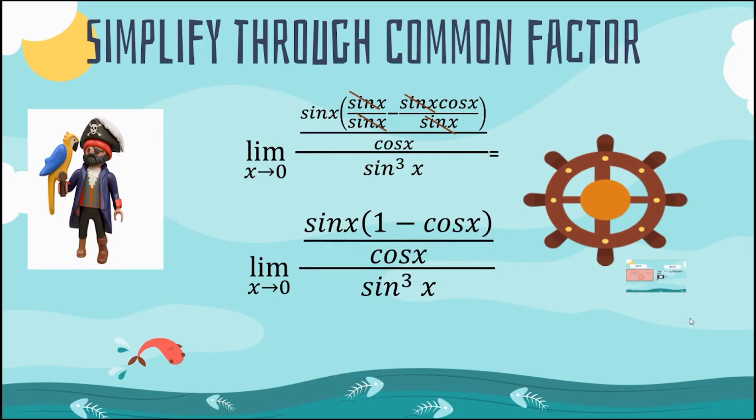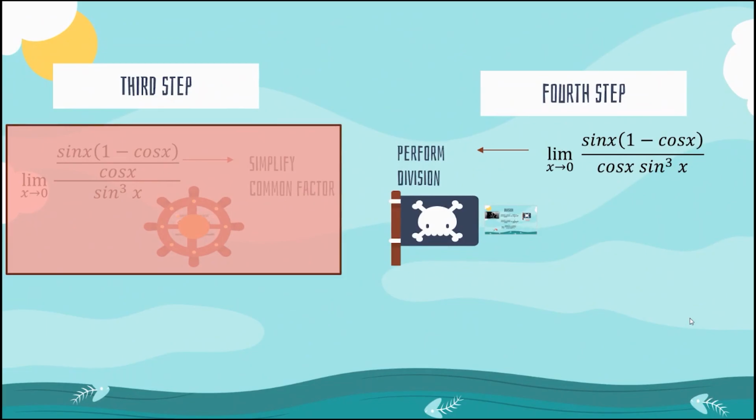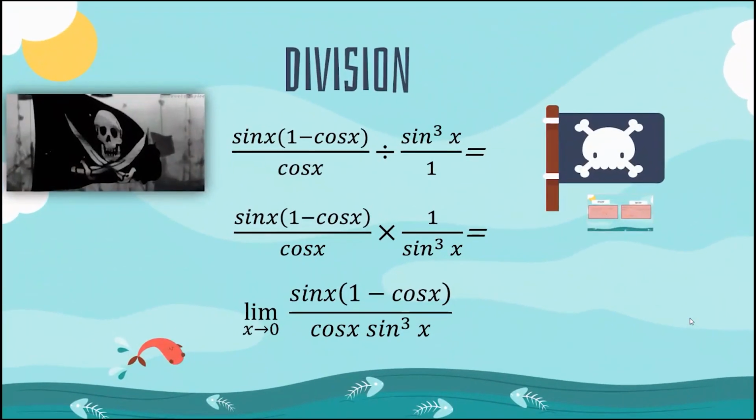To continue with our problem, we must perform a simple division of fractions. If you cannot notice the fractions, we'll put it in another perspective so you might notice. The first fraction is sine of x times 1 minus cosine of x, divided by cosine of x. This fraction will be divided by sine cubed of x divided by 1. We all know that in fractions, when we are performing a division, it turns into a multiplication and the second fraction is going to flip.